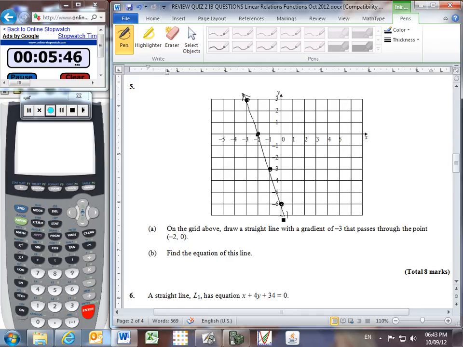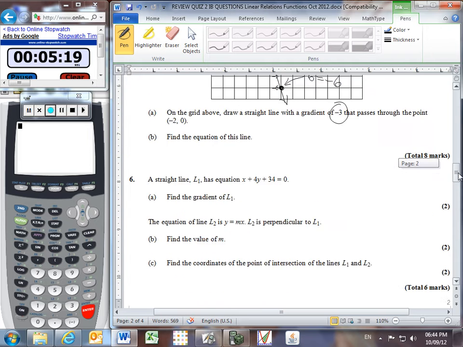Part B, we need to find the equation of the line. Well, we can see that it goes through a y-intercept of negative 6, and we were told that the gradient is negative 3. So our equation, y equals mx plus b, let's substitute: our slope is negative 3, and our y-intercept is negative 6. Number 6.